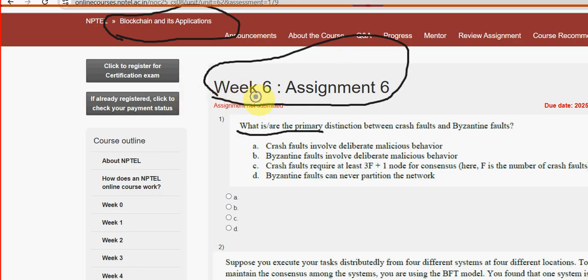What is the primary distinction between crash faults and Byzantine faults? For the first question, the probable answer is option B. Byzantine faults involve deliberate malicious behavior.